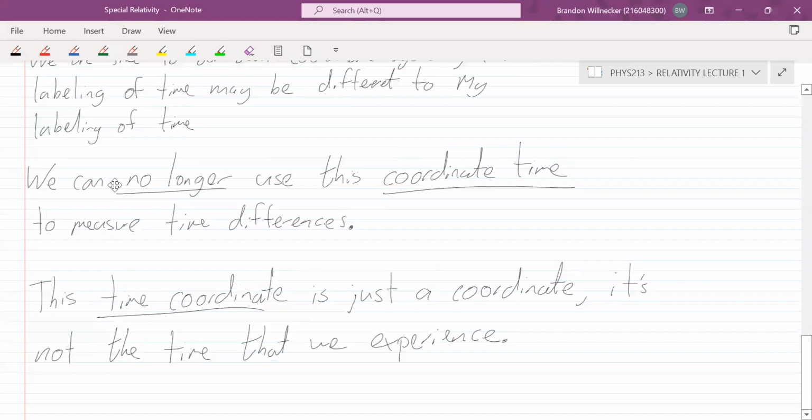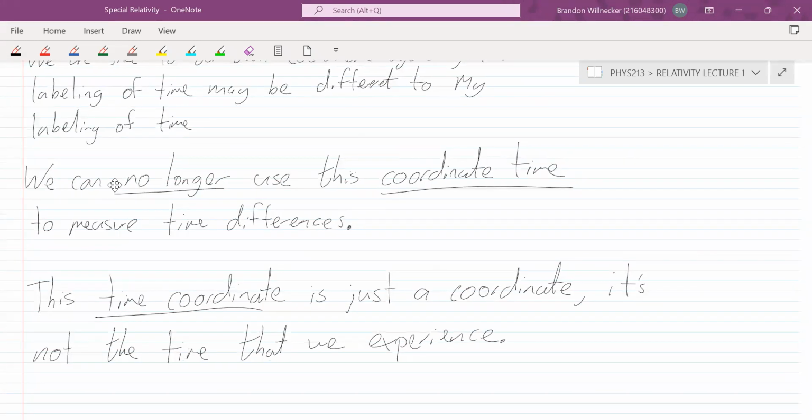Just to go over that again, since it's a coordinate, if I use one coordinate system, I can get one delta t value. If you use another coordinate system, you will get a different delta t value. You'll get your delta t prime. So that must not relate to our experience of time. So we need something that is coordinate independent and reflects the true experience of time through this space-time.